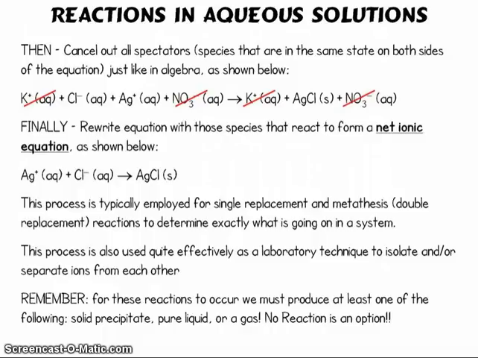Remember, again, just to make sure we're clear, for this reaction to occur, I must produce at least one of the following: a solid precipitate, a pure liquid, or a gas. No reaction is an option here. If I don't produce one of those things, I go no reaction.